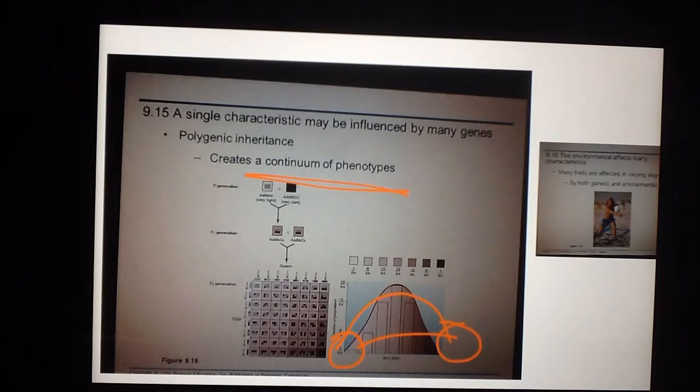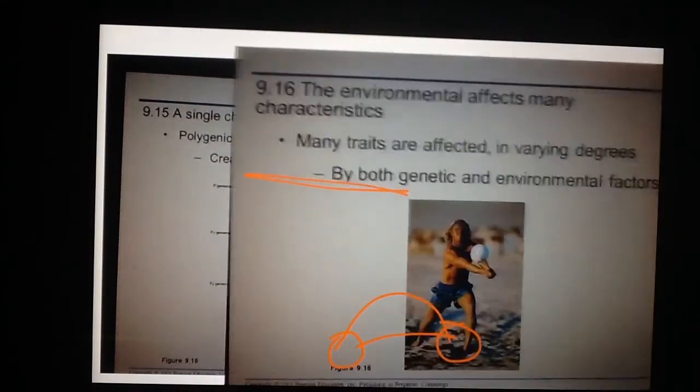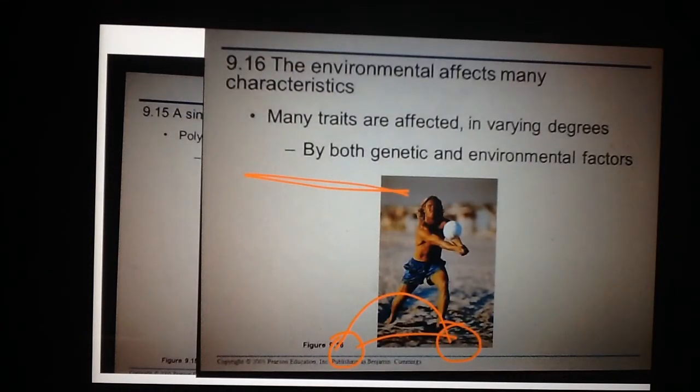However, even with skin color, sometimes the environment affects it. If any of you have ever been out during the warm summer days, you'll find that your skin tone will change. You can get tan. And so it turns out that not only is your phenotype based on your genes, but it's also based on the environment you're in.